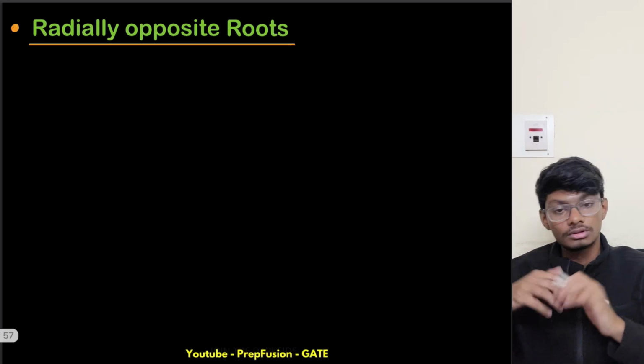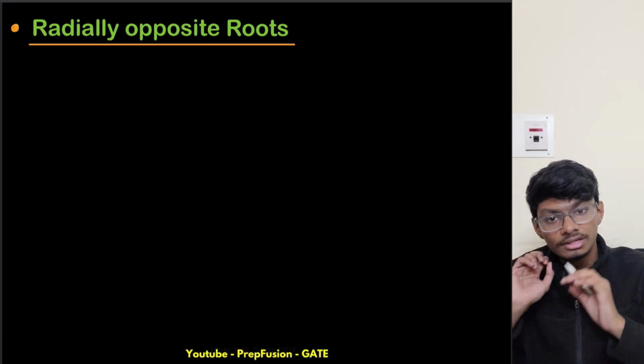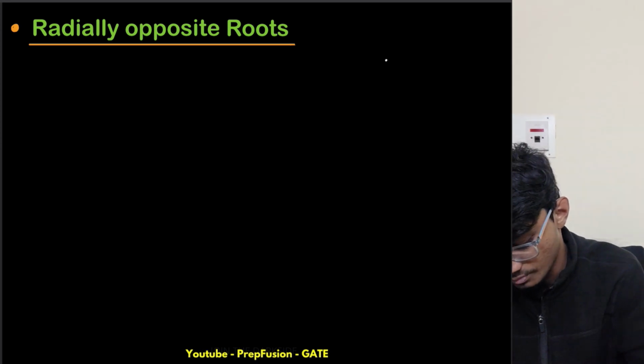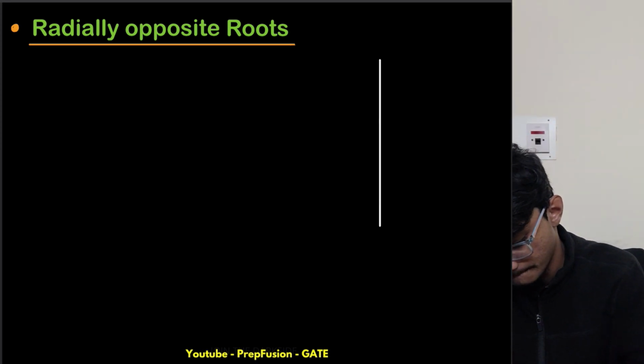Okay, now let's draw a few radially opposite roots. What do you mean by radially opposite? So radially opposite, right, this is my sigma plus j omega plane, right? S plane.